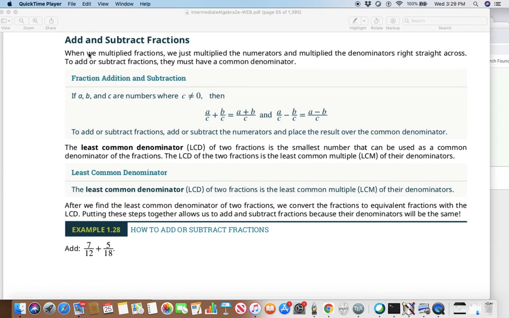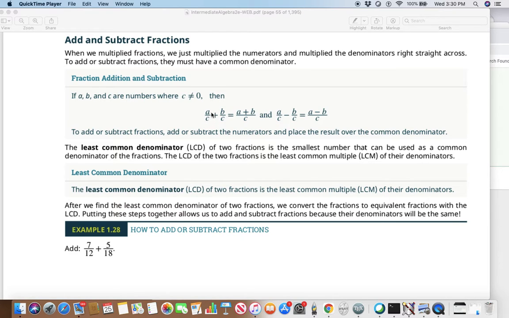Welcome back. Now we see how to add and subtract fractions. Notice multiplication of fractions is easy because we simply multiply straight across, numerator to numerator, denominator to denominator. But to add or subtract fractions, they must have a common denominator. Addition or subtraction requires common denominator.